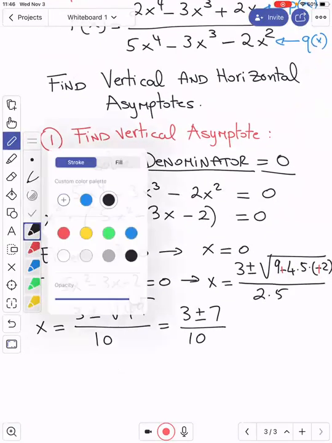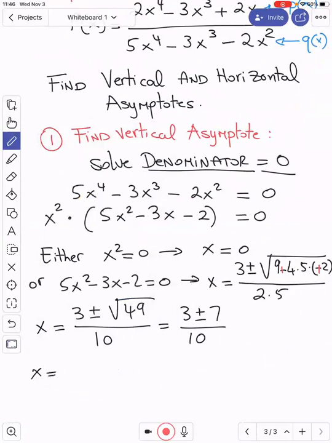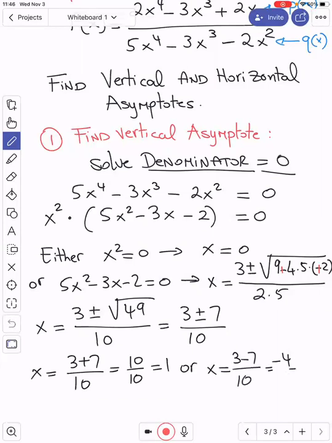So then your x is going to be 3 plus 7 over 10, so that'll be 10 over 10. That'll be 1, or x is 3 minus 7 over 10, so that's negative 4 over 10. You reduce your fraction, right? You have to divide the top and the bottom here. You can divide both by 2. So that will be negative 2/5, right?